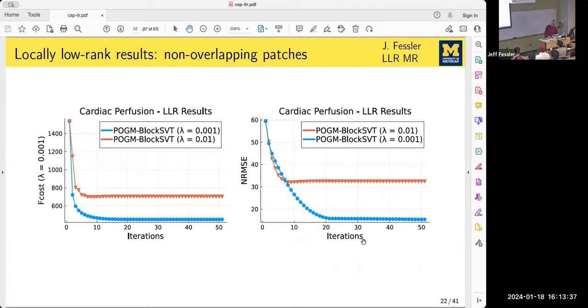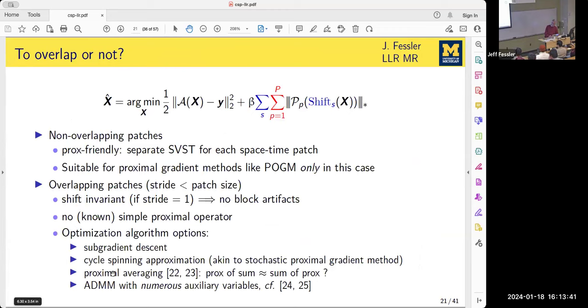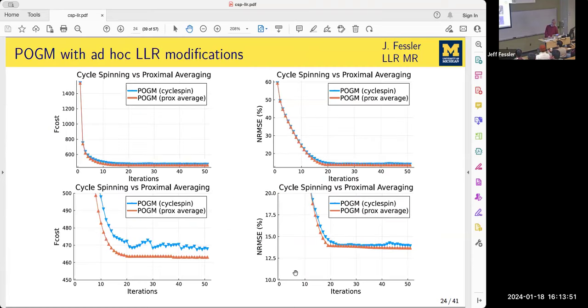So you could try some of these, I'm going to call them ad hoc modifications, like choosing one shift at random every iteration, or the one I'm going to focus on here, where you pretend the sum of the proxes is the prox of the sum, which is called proximal averaging. And it actually works surprisingly well, or interestingly well. So the cost function goes down here. This is a convex cost function. We do not know if it's converging to a global minimizer of that convex cost function. In fact, if we zoom in on this plot of the cost function, you can see that there are oscillations going on here when we do the cycle spinning version. The one with the averaging doesn't show those oscillations, but we have no idea if this is the minimum of the cost function.